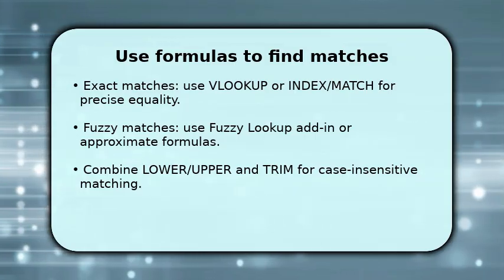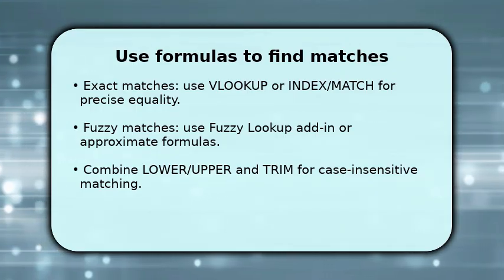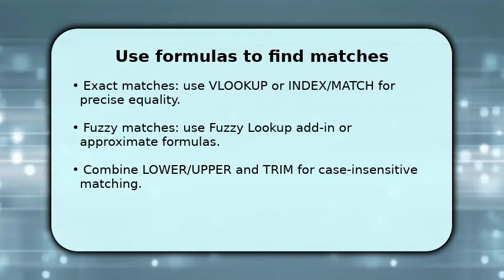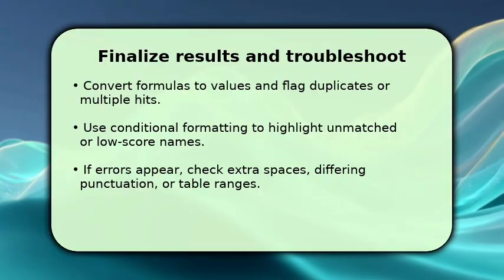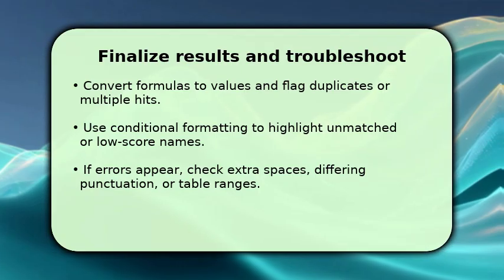If names vary slightly, use the fuzzy lookup add-in or a similarity formula with text join and score functions to rank candidates. Once you see correct hits, copy formulas down the helper column. Finish by turning formula results into static values so edits won't break links. Copy the helper column and paste special as values.